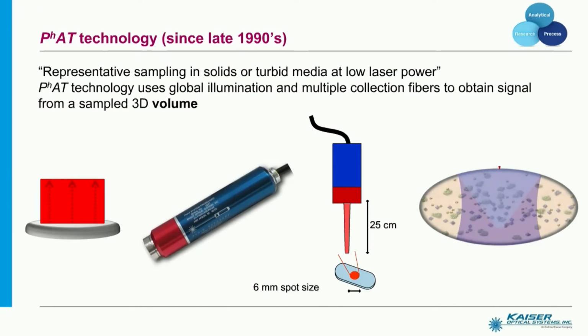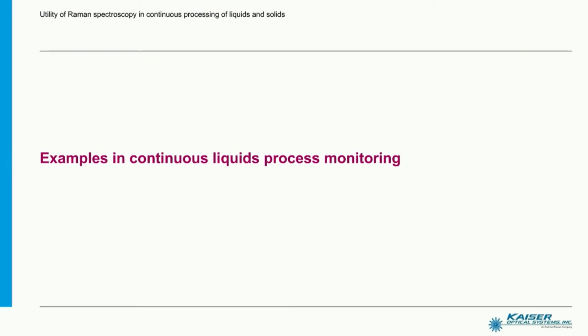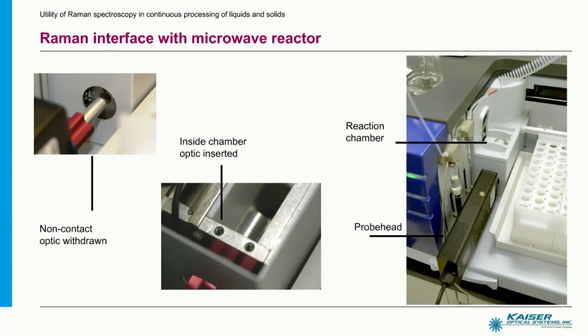So let's look at some examples of continuous liquids process monitoring. I'm deliberately showing some examples that are 20 years old to show that for Raman spectroscopy, the idea of inline PAT for continuous processes is not new. This is something that has been one of the first applications, and since then the technology has gotten better. In this example, we are using a non-contact optic, looking through a glass reaction chamber to measure a microwave reactor.